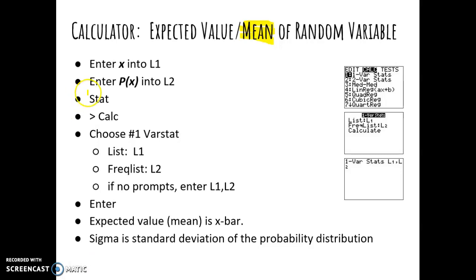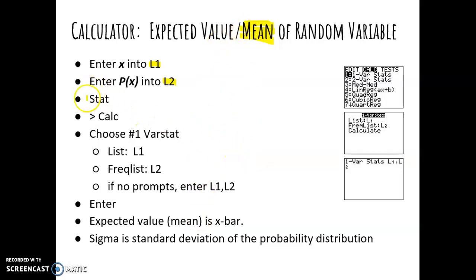We're going to enter our data. Our X list is going to go into L1, and our P of X, our probabilities, will go into L2. So that's the big difference. Instead of entering the data into one list, we're going to enter our data into 2, making sure that X goes into L1 and P of X goes into L2.